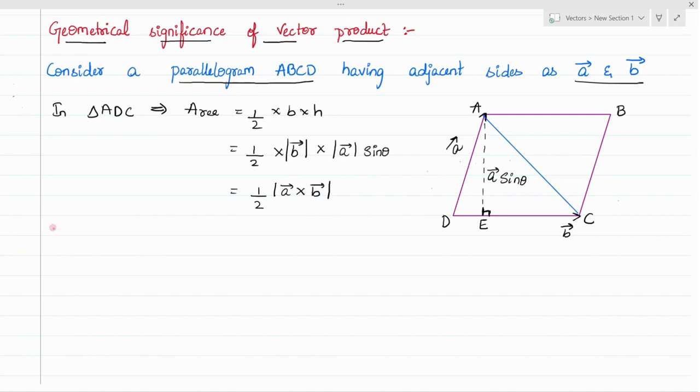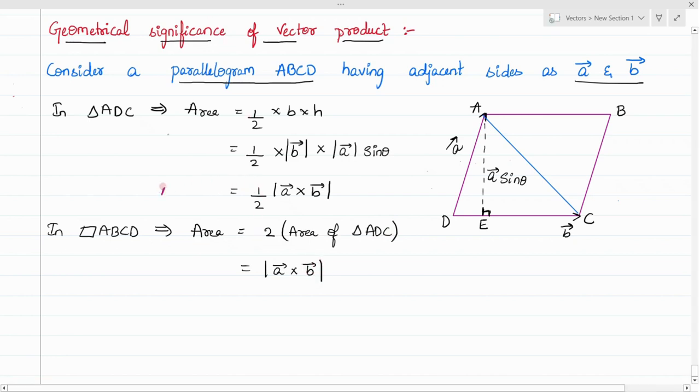Similarly, in parallelogram ABCD, what will be the area? Now, as it divides the parallelogram into two congruent triangles, the area becomes twice the area of triangle ADC. So the area of the parallelogram will be the magnitude of A cross B.